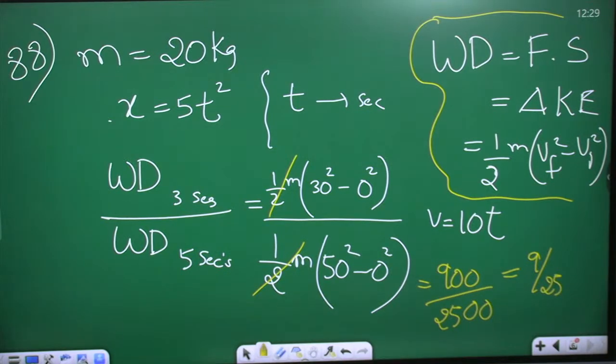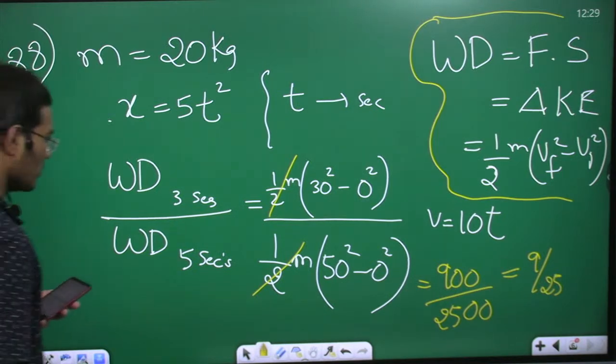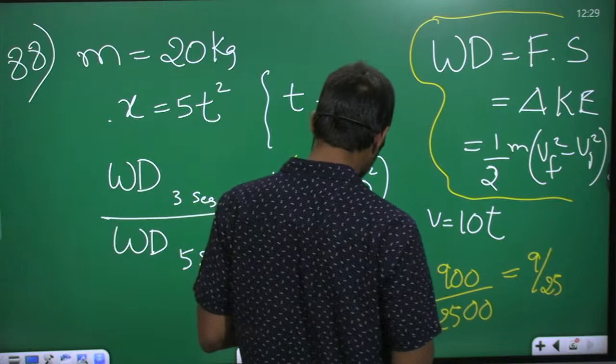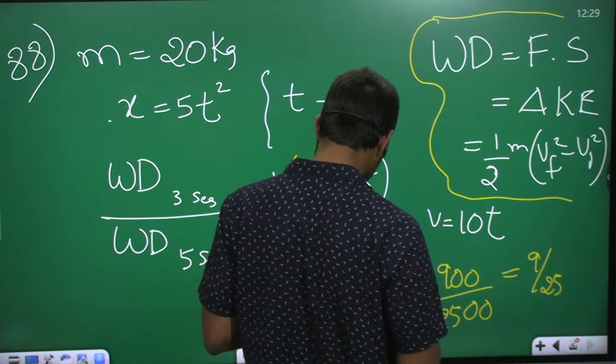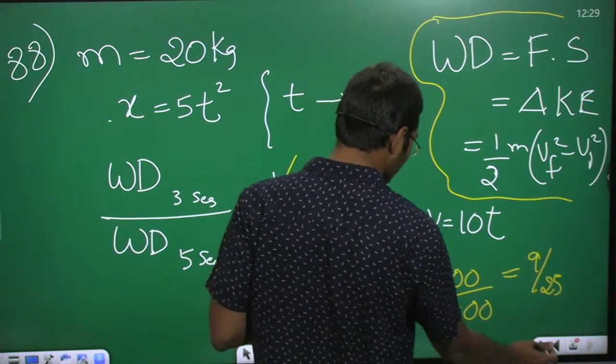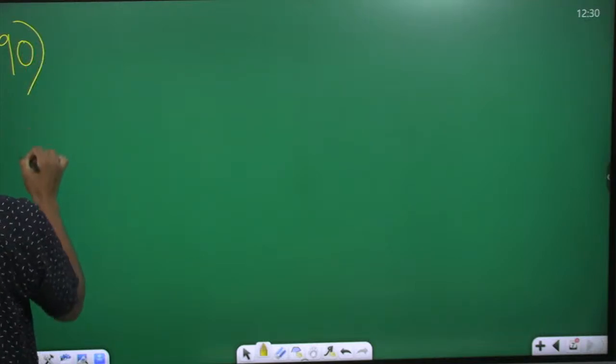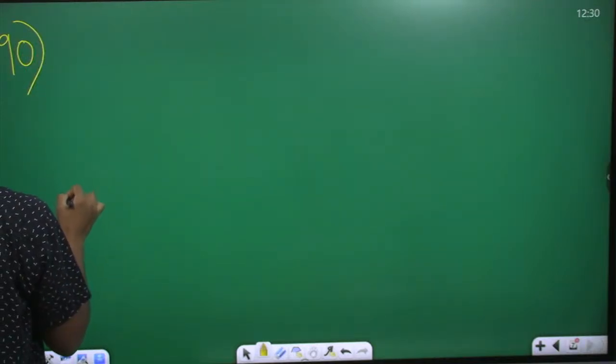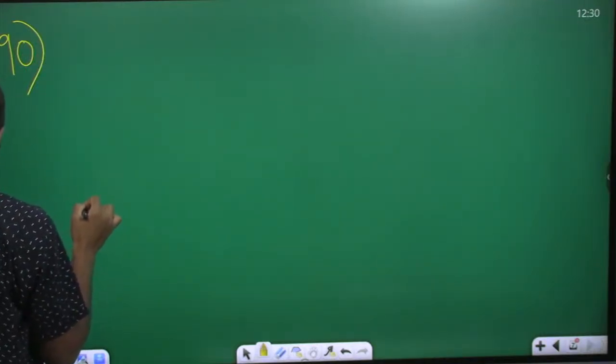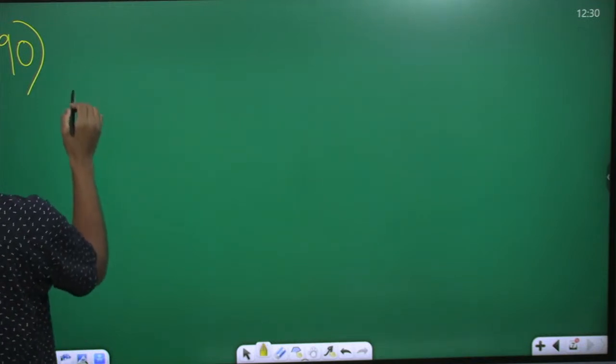Hope this question is clear, right? So let's try to look at the next question. Let's first cover the questions from mechanics. So the other question says that a wheel undergoes a constant acceleration from rest.